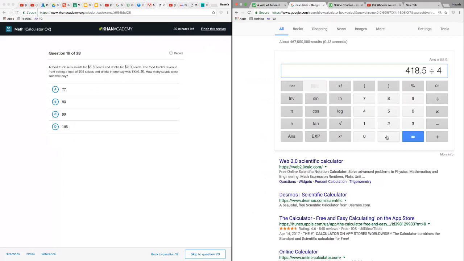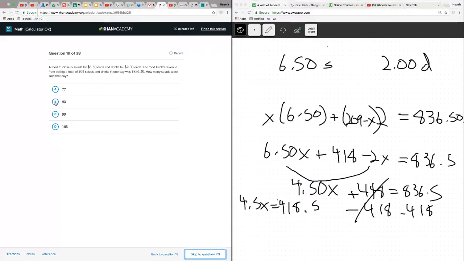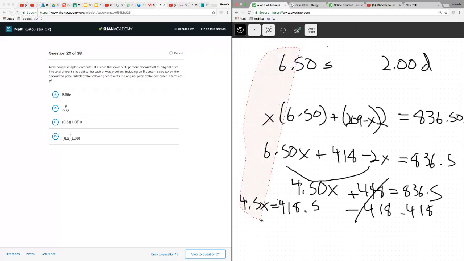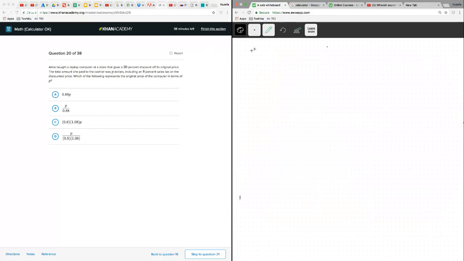418.5 divided by 4.5 equals 93. There's our beautiful 93 right there, and we are done. We're a little more than halfway, and I think we're doing pretty decent on time, so I don't have to rush like the no calculator section.